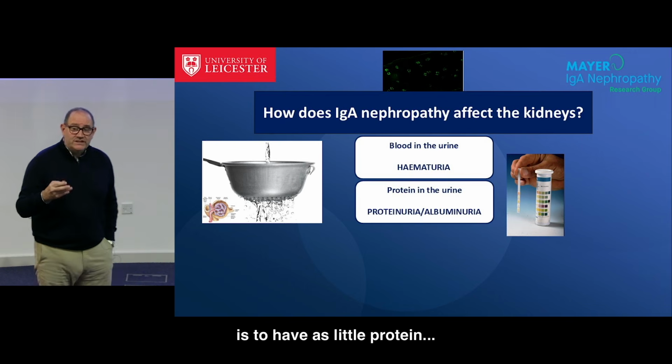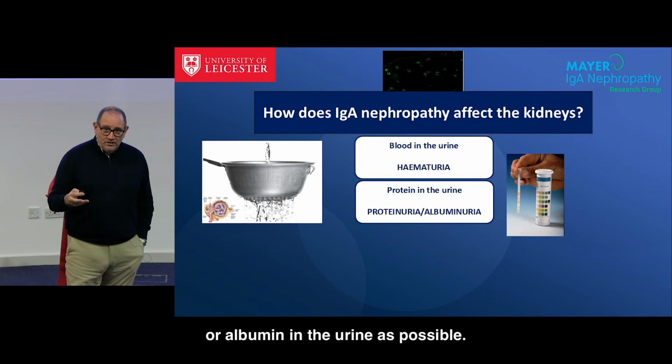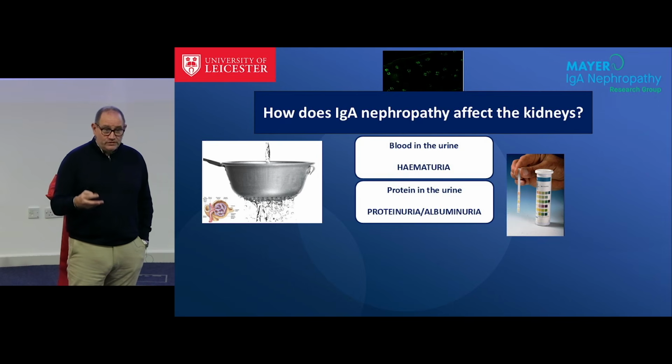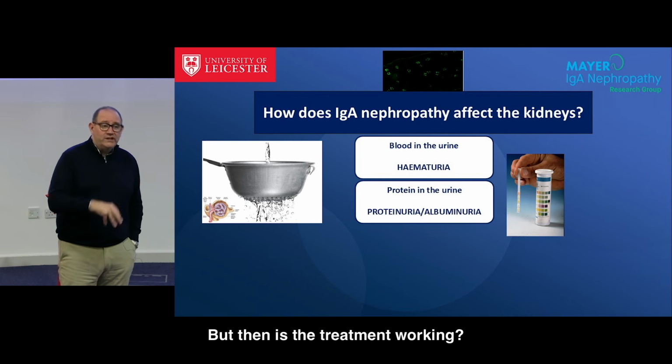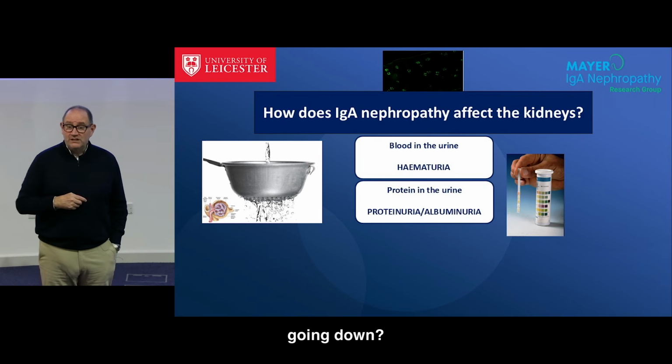And what we want is to have as little protein or albumin in the urine as possible. So we're looking at that first as a marker to see how severe the disease is, but then is the treatment working, and is the amount of protein in the urine going down?